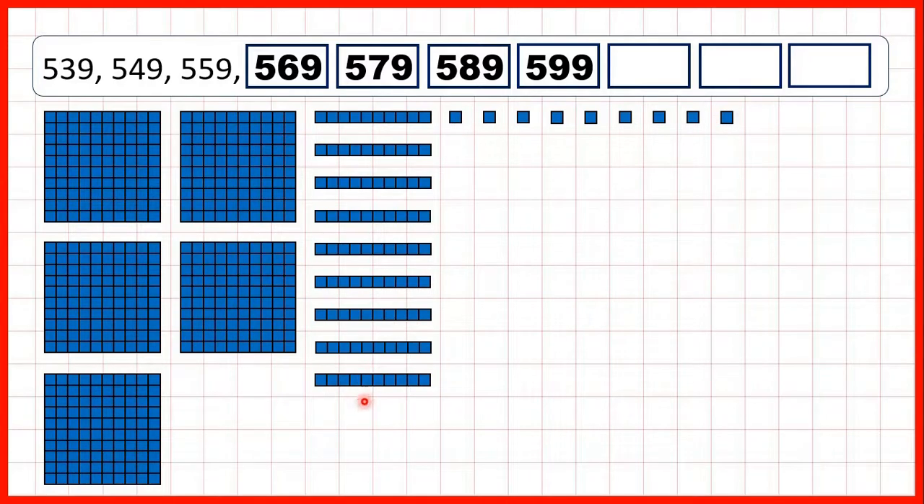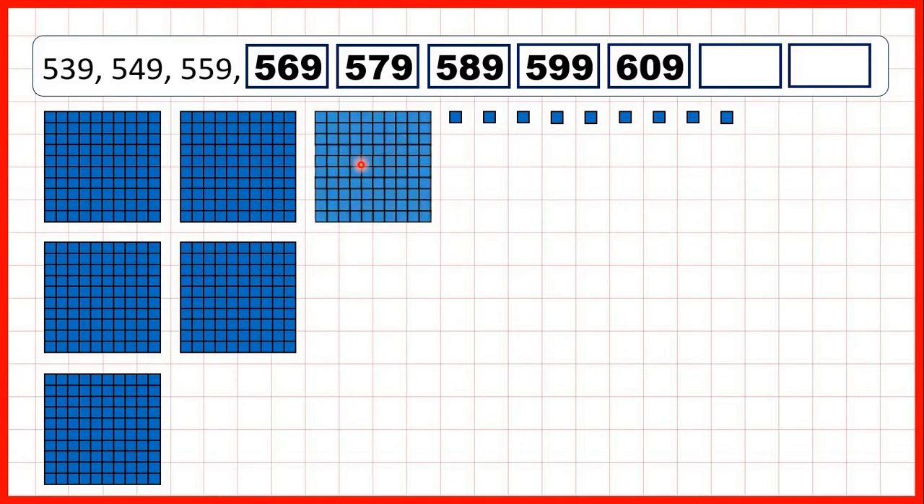But if we add another tens block, we get 609. That's because we now have 10 tens. So we exchange those 10 tens for 1 extra 100, and that means that we have 6 hundreds, no tens, and of course we still have 9 ones.